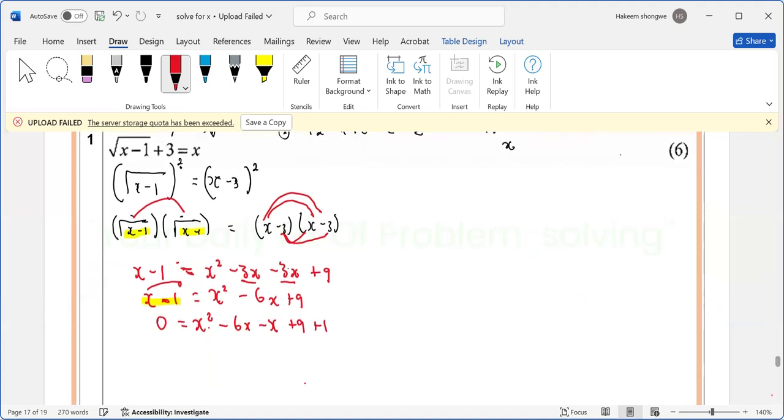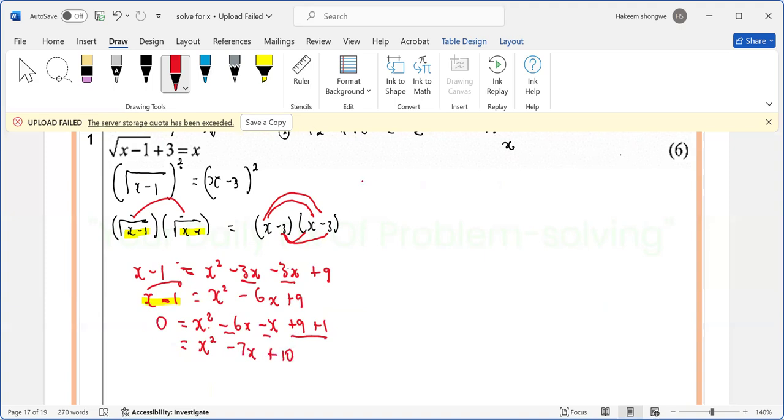Now, if we continue with this, you will see it's taking us back to what we've been doing all along, which is the quadratic. So we have x squared. This one and this one, they're going to give us minus 7x. These two, they're going to give us plus 10.